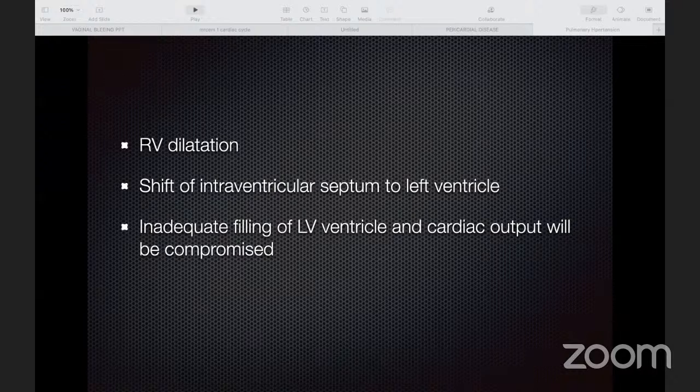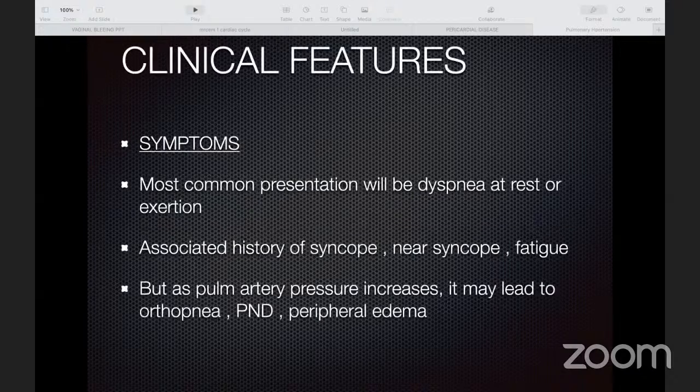Mainly, it can lead to right heart failure, and that can further impede the filling and pumping of the LV. Now, what are the clinical features of how the patient presents to the ED? The most common presentation will be dyspnea at rest or on exertion, and the associated history could be syncope, near syncope, fatigue, lightheadedness. All these could be associated features.